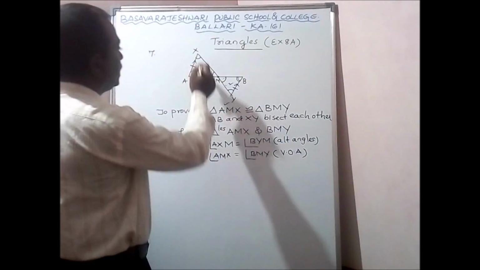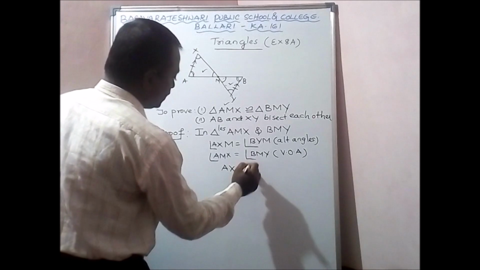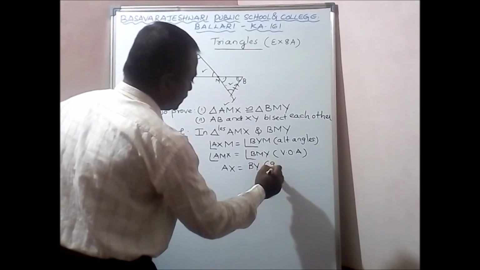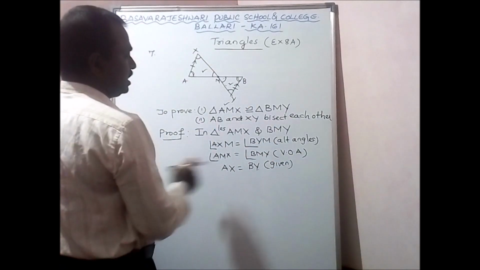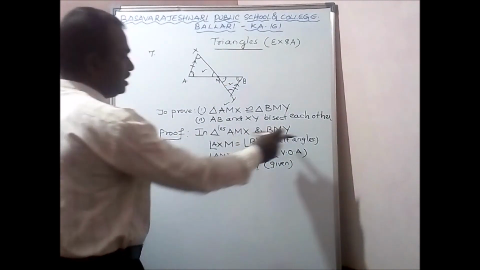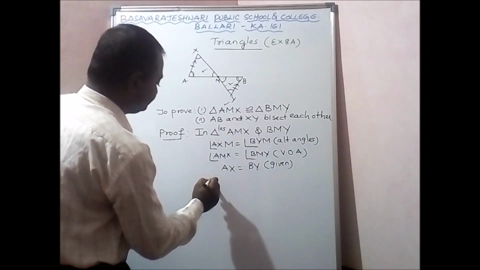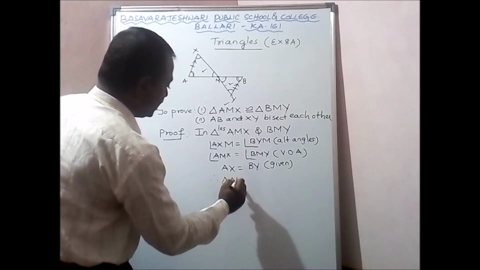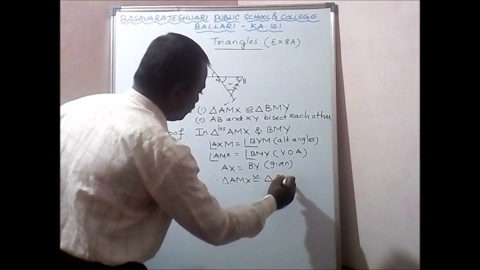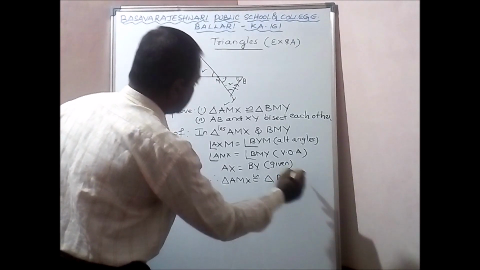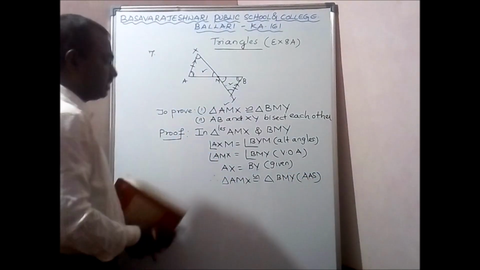So one more we can take, XY. AX is equal to BY. So given, this is given. So what we did: angle AXM is equal to angle BYM, one angle, alternate angle, then vertically opposite angles. Then AX is equal to BY, given. Therefore, triangle AMX is congruent to triangle BMY on the basis of what? AAS, angle, angle, side.